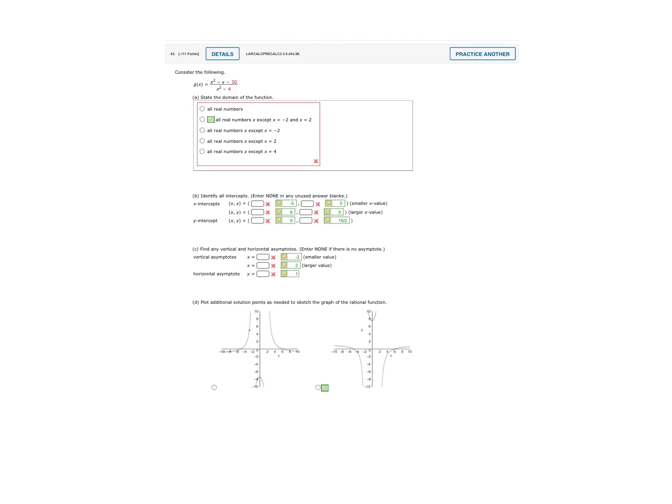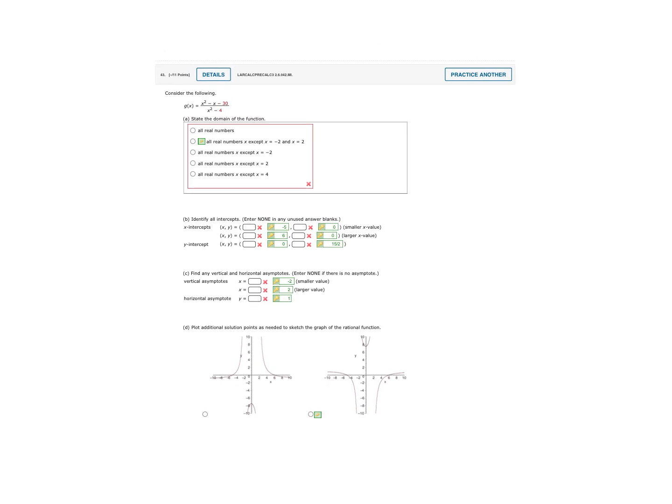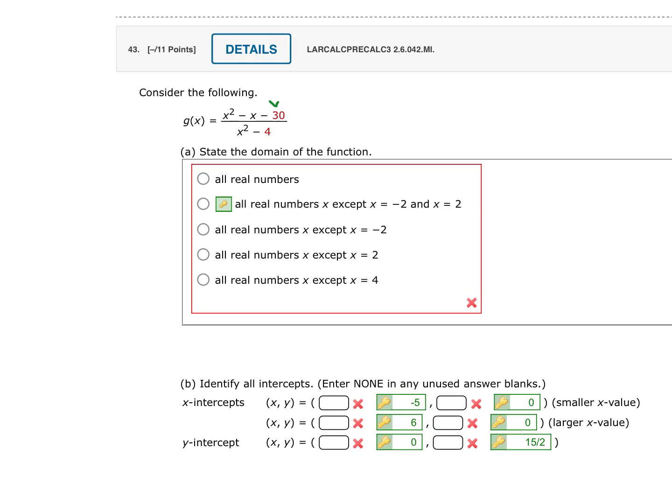For something like 43, factor the numerator and the denominator. Make sure you don't have any holes, because remember, you can't have a vertical asymptote if you have a hole in that spot. This one, you don't have any holes. But just in case you had something like this that factors, factor it first. Factoring will help you solve for everything else.